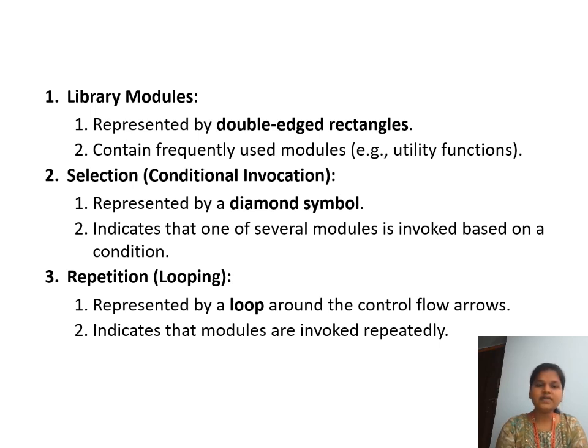So the third one is repetition. Repetition is nothing but looping, like in programming we use for loop, while, do while, etc. It is represented by a loop around the control flow arrows, and indicates that modules are invoked repeatedly.